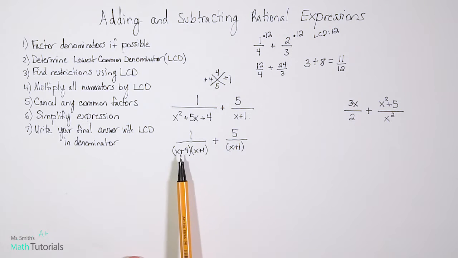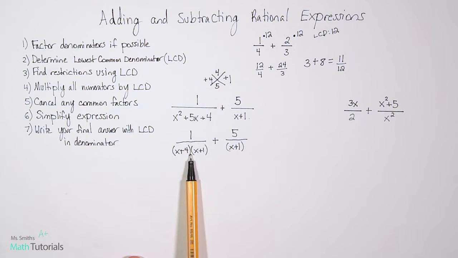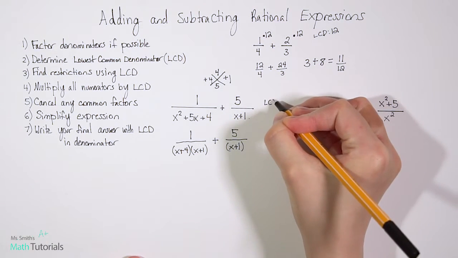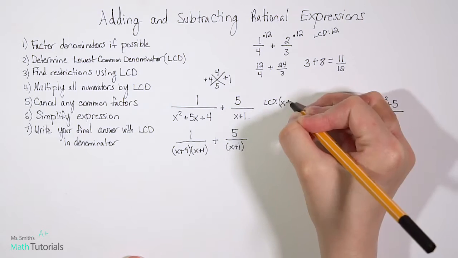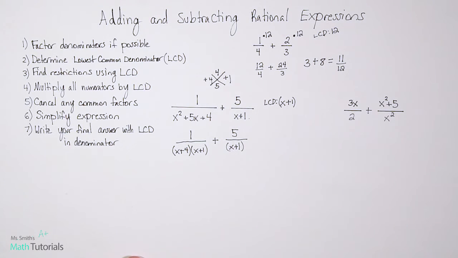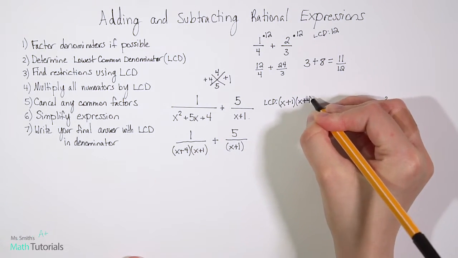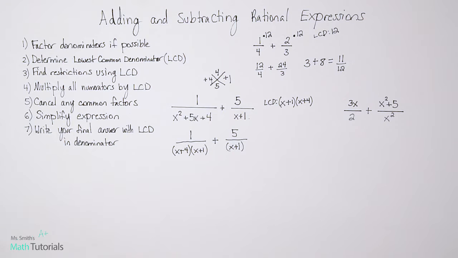When we look at these 2 denominators, I would say, okay, well, they have in common x plus 1. So that tells me my LCD, which I'm just going to note up here, part of it is going to be x plus 1. Right? That's what they have in common. Now, what do they have different? Well, this one has an x plus 4 and that one does not. So we would say, okay, they have different x plus 4. So now we have our LCD.